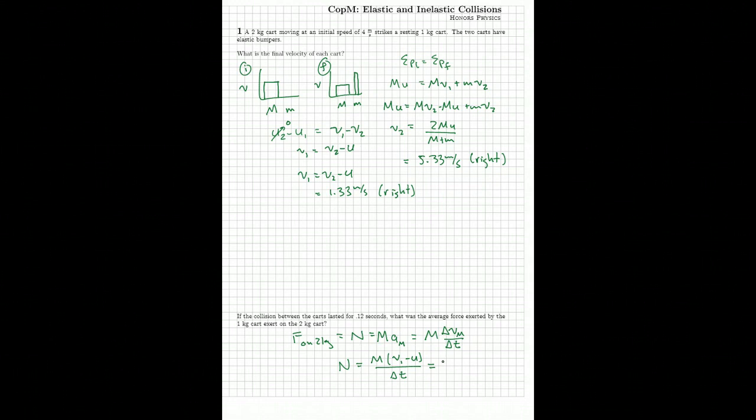The only new thing here is that this force is actually not constant. It's changing in time. But if we just take the total time and the total change in v, that gives us the average acceleration, which gives us the average force. So we have 2 kilograms times 1.33, the final velocity, minus 4, the initial, divided by our 0.12 seconds, and I get negative 44.5 newtons, which means that it was 44.5 newtons to the left. So the force exerted on the 2 kilogram cart is to the left. That's exactly right.